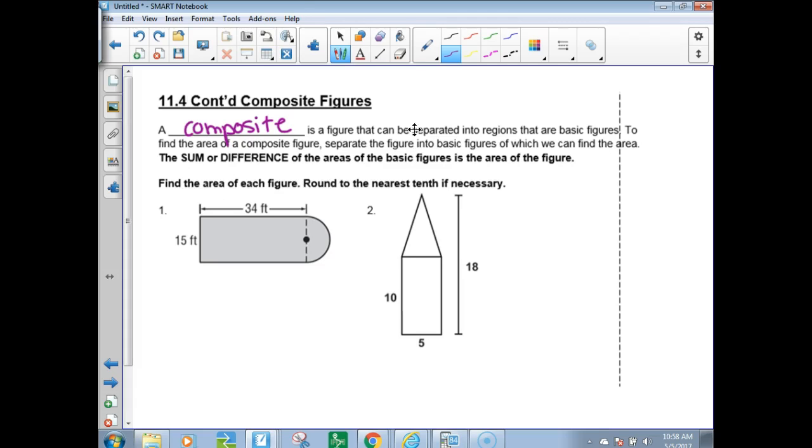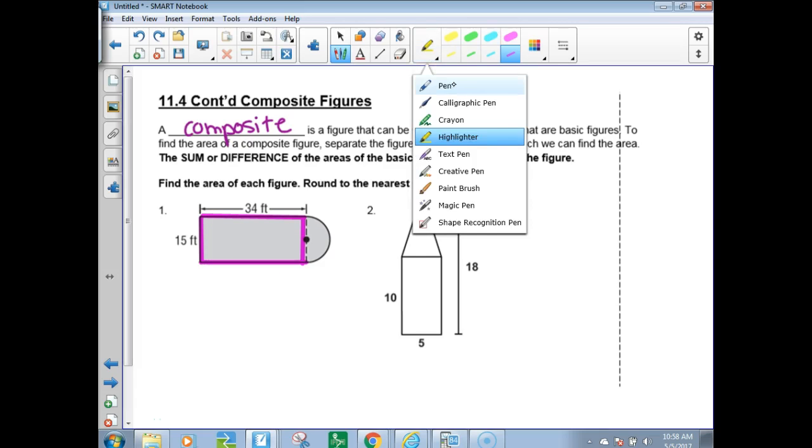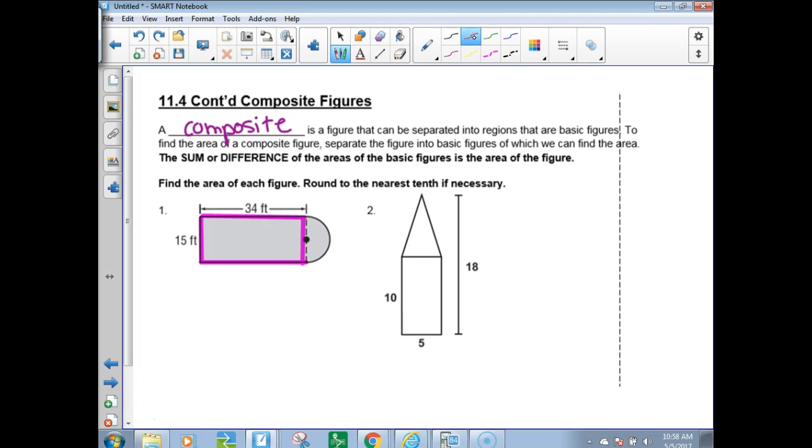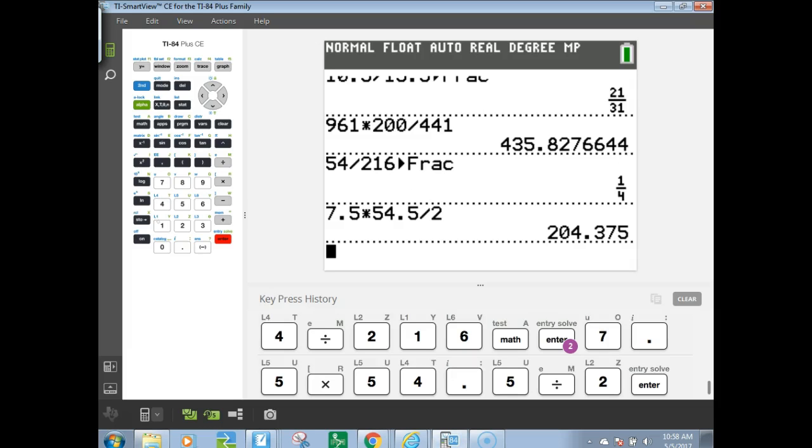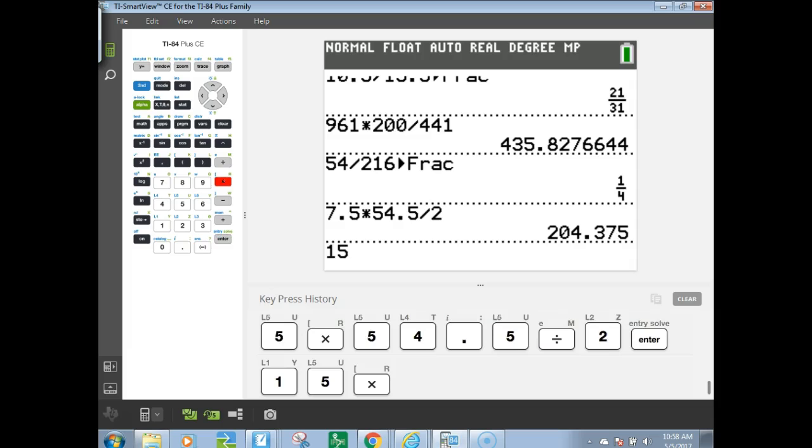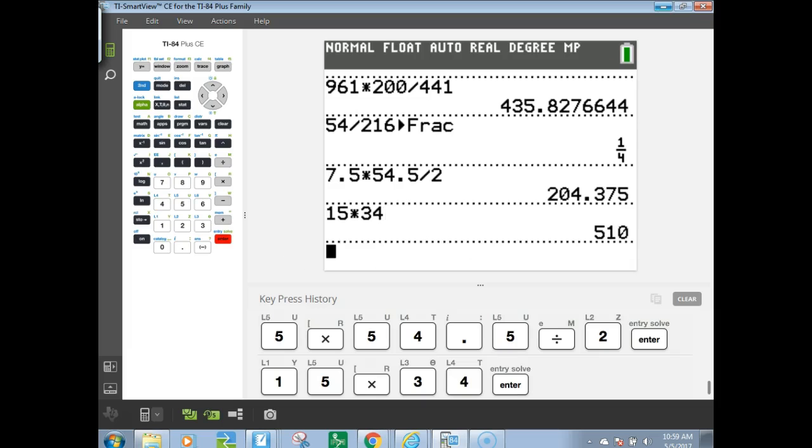Find the area of each figure and round to the nearest tenth if necessary. For the first one, I have a rectangle and a what? What's the other part? Good, half a circle. So you want to think, I got to do half of an area of a circle. So I'm going to do the rectangular part first, which is going to be just 15 times 34. When I do 15 times 34, don't probably do that in your head. We get 510 for the rectangular part.